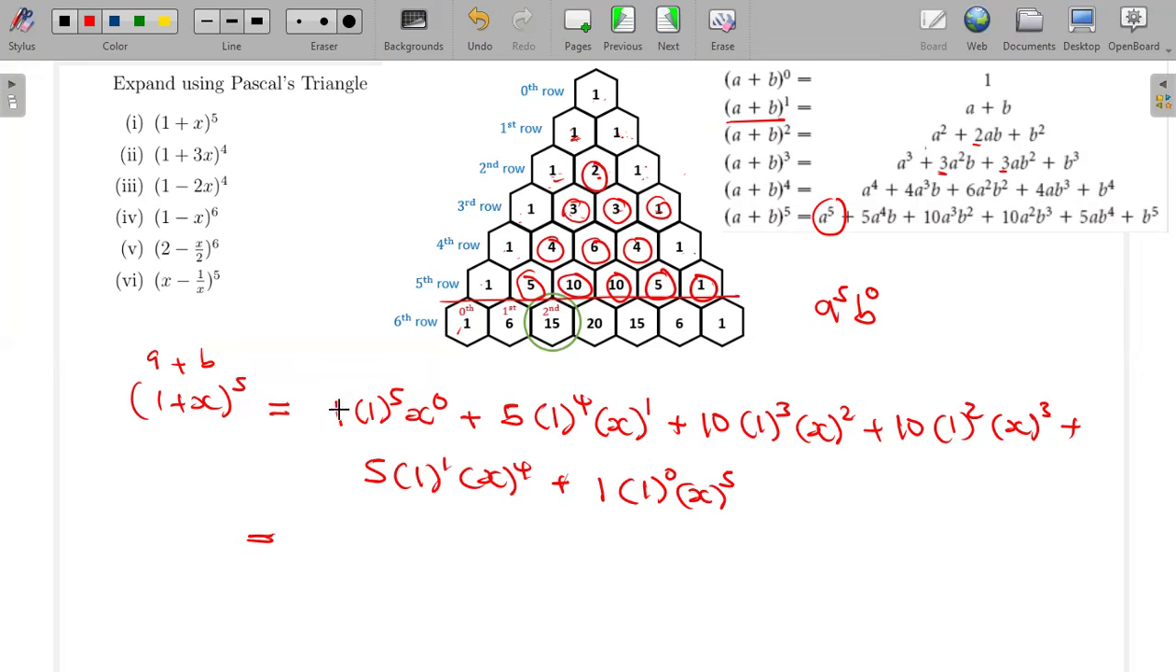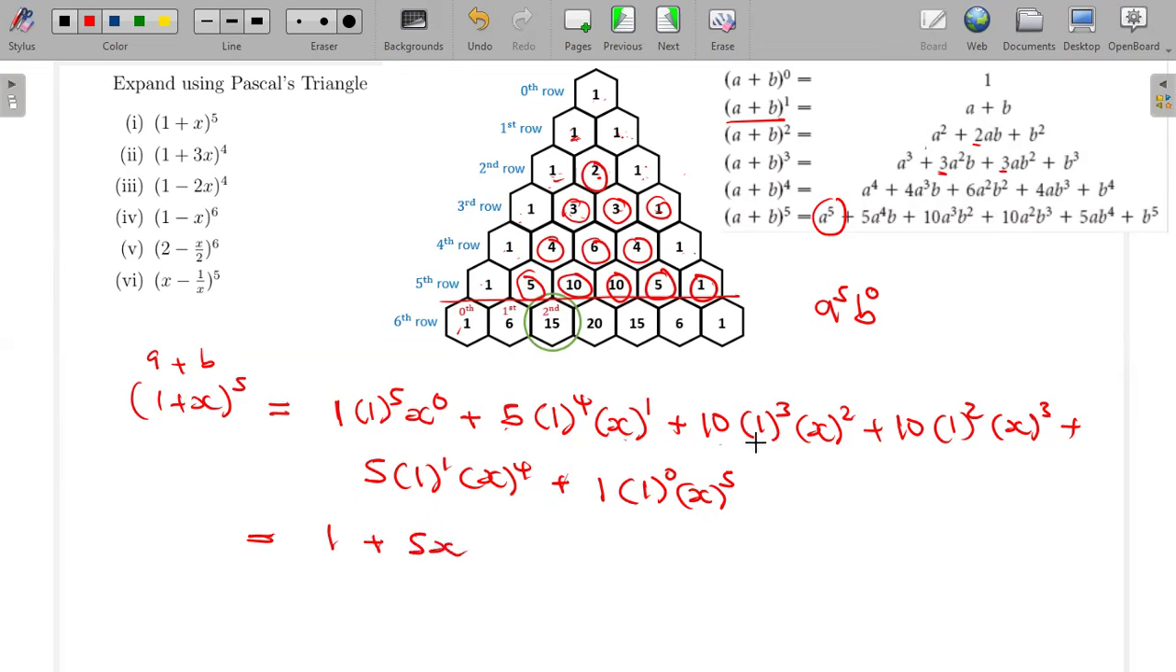So you just get here, 1 to the power 5 is 1. And then 1 multiplied by 1 is just 1. And then x to the power 0 is just 1. So there at first we just get 1. Then plus, here you have 1 to the power 4, which is just 1, and then you have x to the power 1, which is just x. So 5 multiplied by the x there gives us 5x.